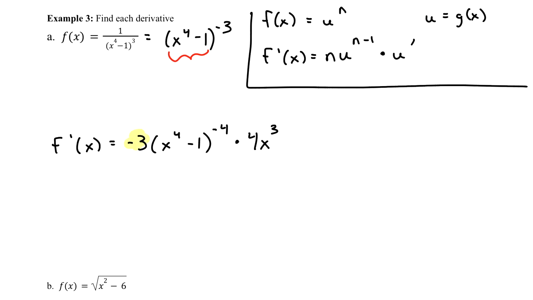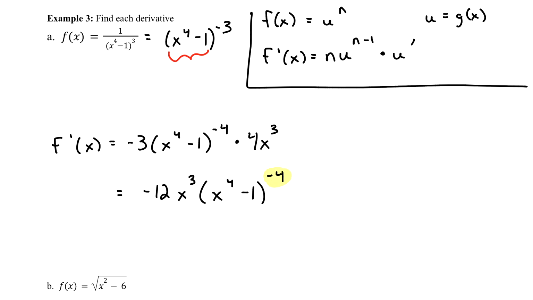At this point, I'm just going to do a little bit of simplifying. I can multiply negative 3 times 4x to the third, since they're both monomials. So here we can write this as negative 12x raised to the third power times x to the fourth minus 1 to the minus 4 power. Now, if you wanted to leave your answer like that, I think that's perfectly fine.